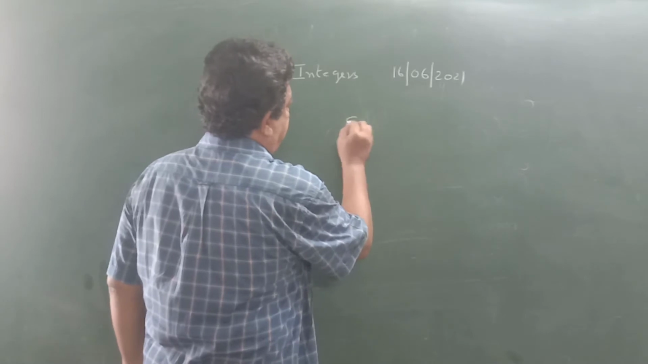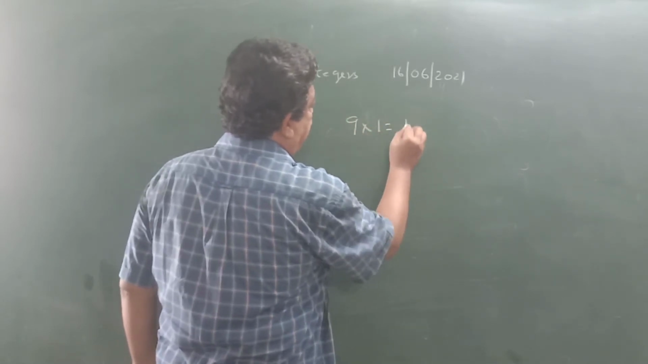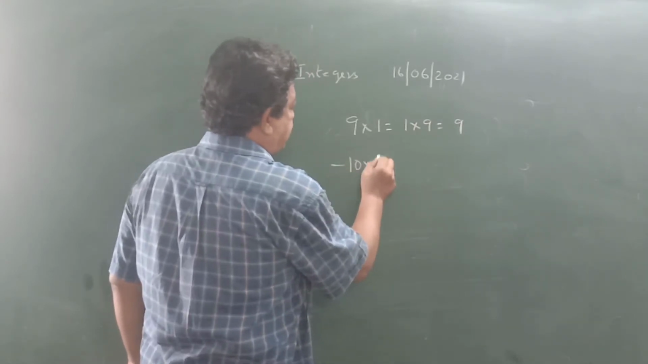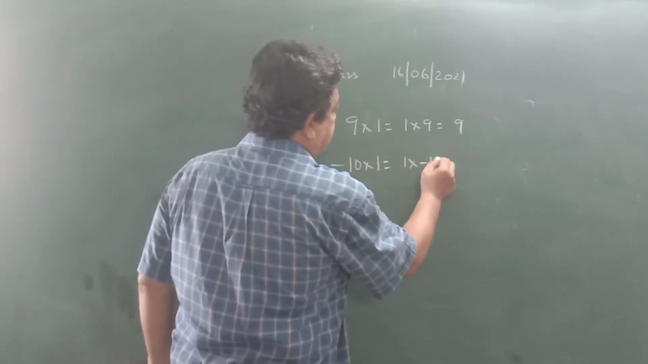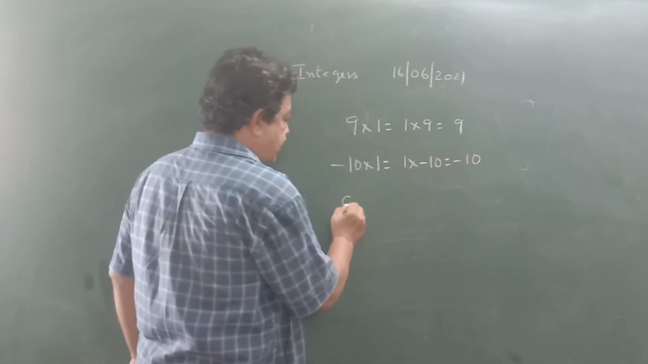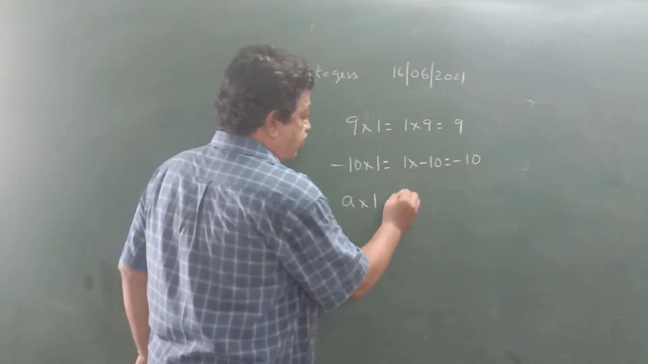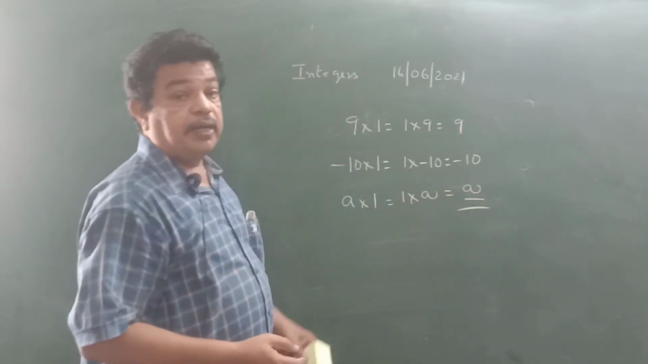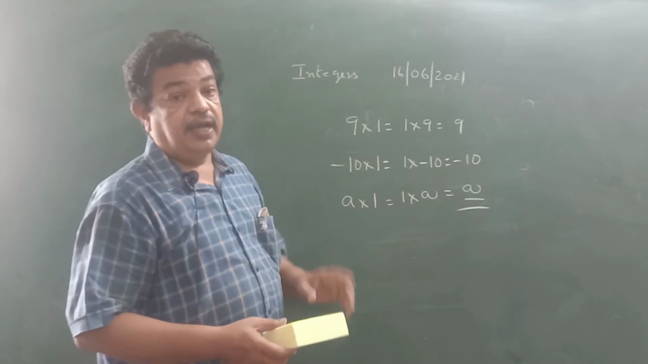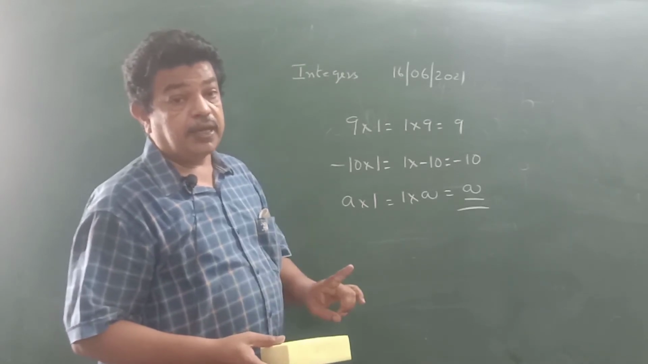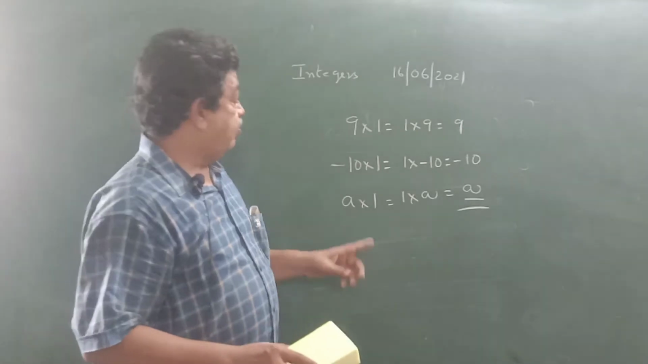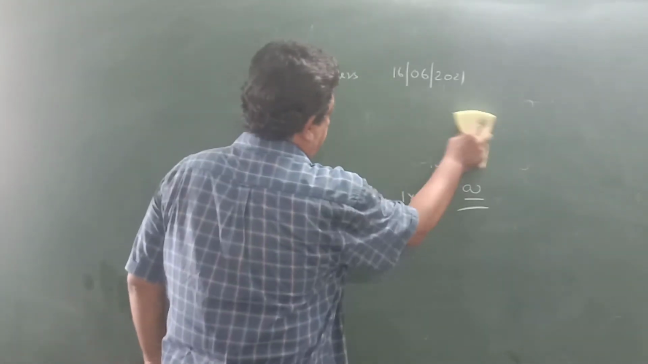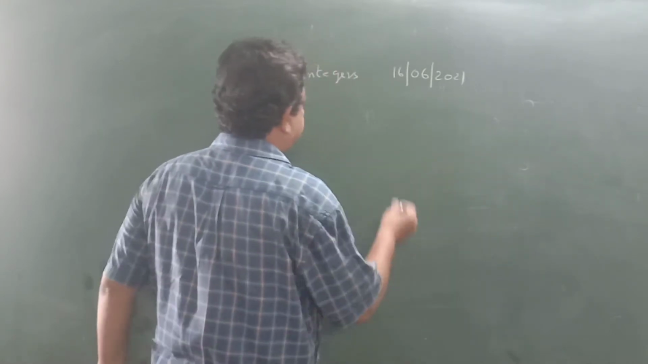Next. I take an integer 9. 9 multiplied by 1 or 1 multiplied by 9, the product is equal to 9. Minus 10 multiplied by 1 or 1 multiplied by minus 10, the result is minus 10. In general, a multiplied by 1 or 1 multiplied by a, the product is equal to a. This is called multiplicative identity. Integers have the multiplicative identity property. What is the multiplicative identity number? 1.